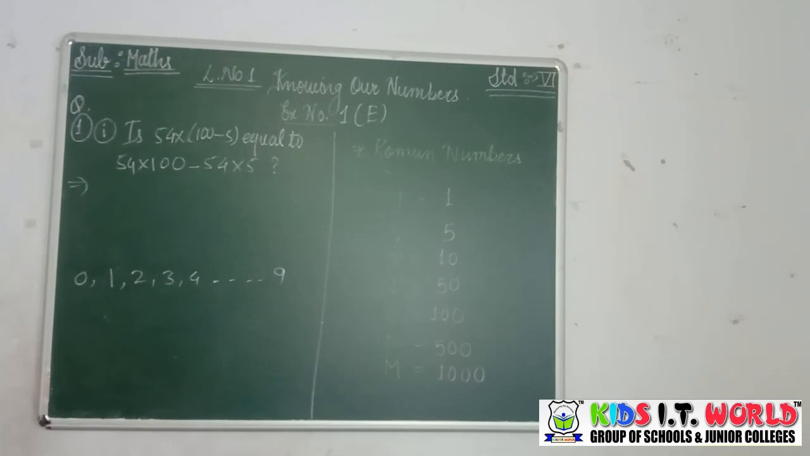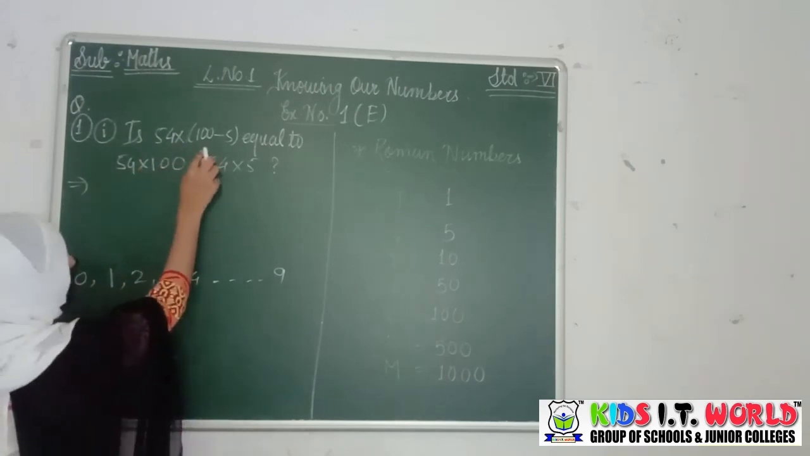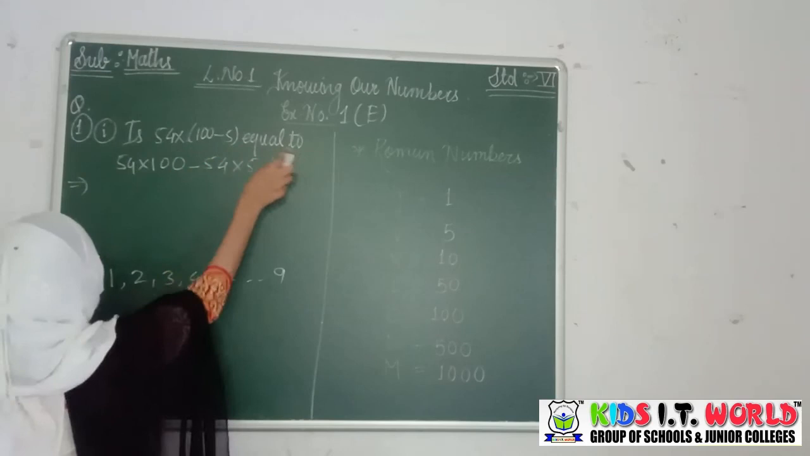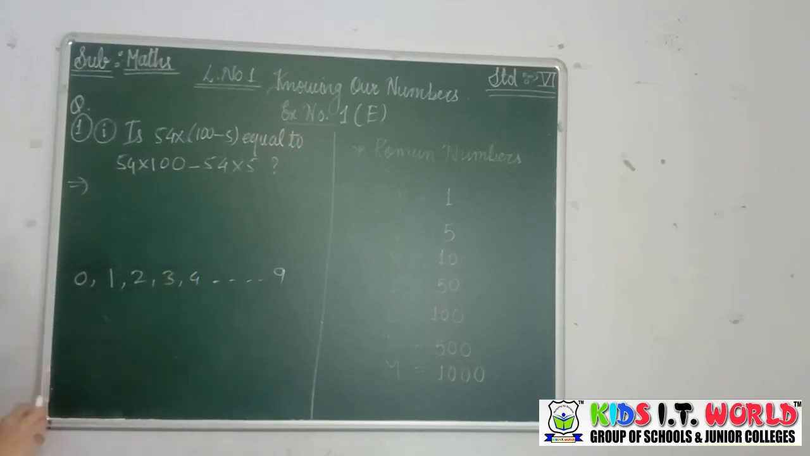We will see this in the exercise. Now, the first question in the exercise is, you have to prove that 54 into, in the bracket, 100 minus 5 is equal to 54 into 100 minus 54 into 5. I told you when I was explaining the topic use of bracket, we have seen that it is equal, but how will you prove it? So let's see the steps here.